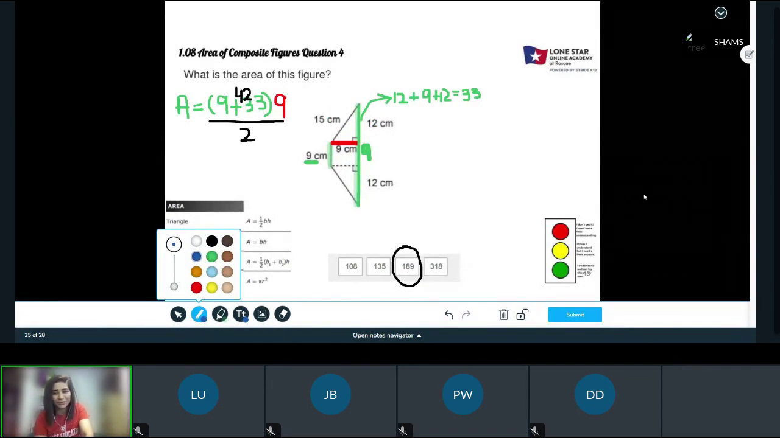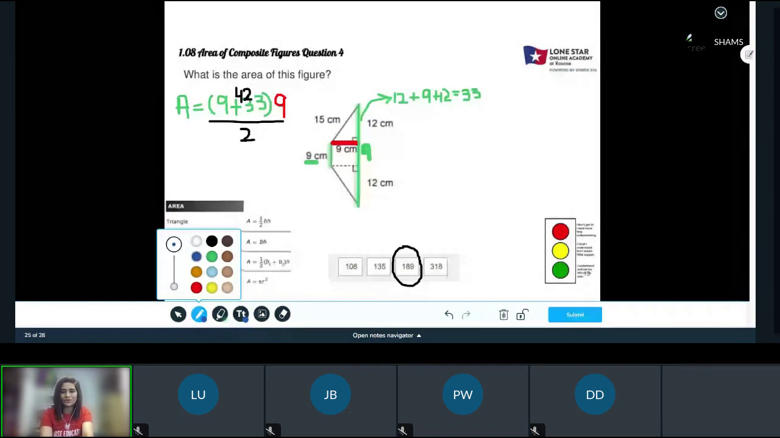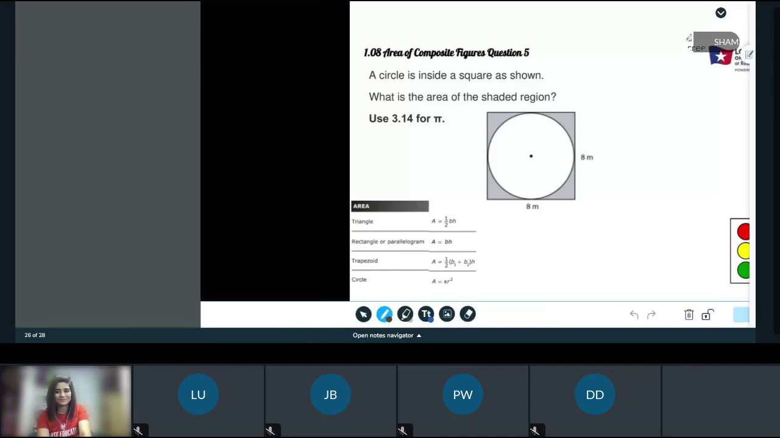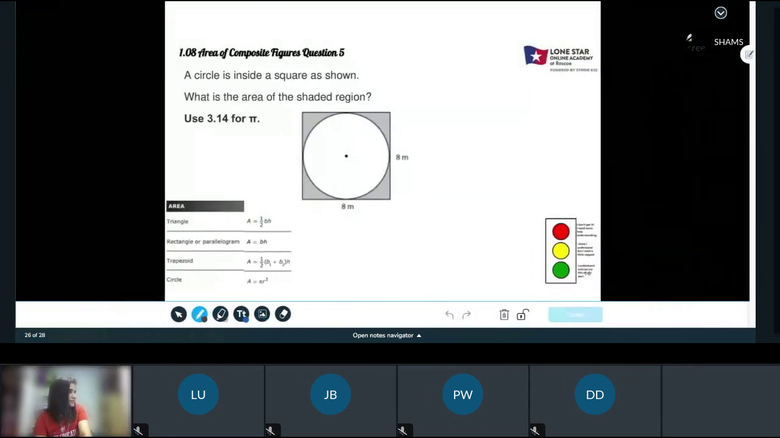15 is not needed information, right? But I looked at it as a trapezoid, so I needed just one step and I got to the answer, right? We will move on and look at question 5, part 1.